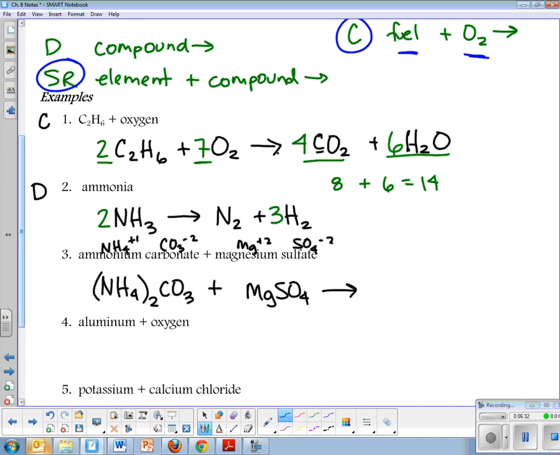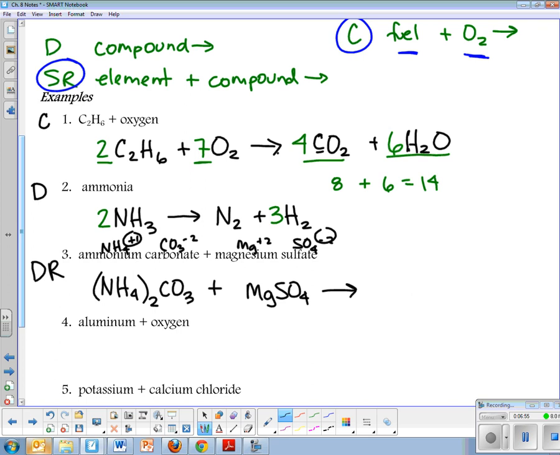Alright, so let's see, I have a compound and a compound here. So this would be a double replacement reaction. So for this one, they're going to switch partners. So the positive is going to go with the opposite negative, just like the boy only goes with the girl at the dance. So ammonium is going to go with sulfate.